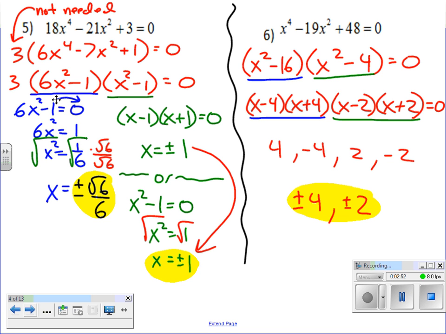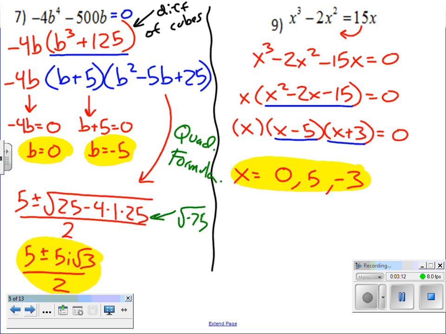Question number 6 is the same thing. Factor as a trinomial. And then notice both of them are squared, and those are differences of squares. So break them down again. Here we have all linear factors. So that's an example of linear factors right there. And our solutions are positive negative 4 and positive negative 2. Question 7, again, is a difference of cubes. Question 8, again, take out a GCF of an x. That is the solution, so it's a 0. And then the rest is a quadratic that you can factor.